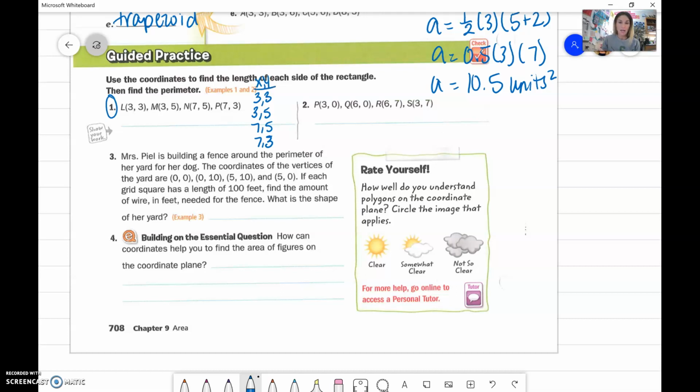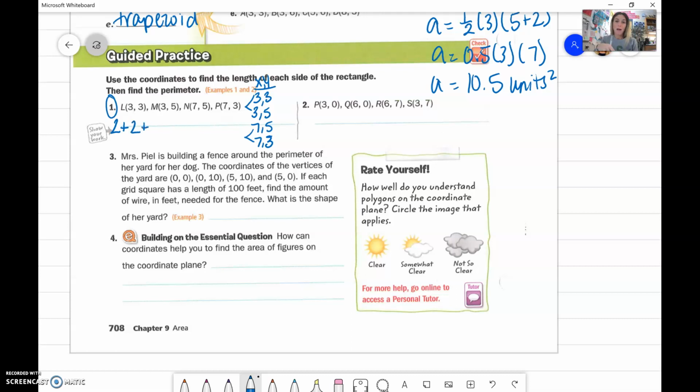So when our x's match, we're going to find the difference of the y. When our y's match, we're going to find the difference of the x. These x's match, 3 and 3, which means I'm going to find the difference of 5 and 3, which is 2. And then my 7 and 7, those x coordinates match, so I find the difference of 5 and 3, which is 2.